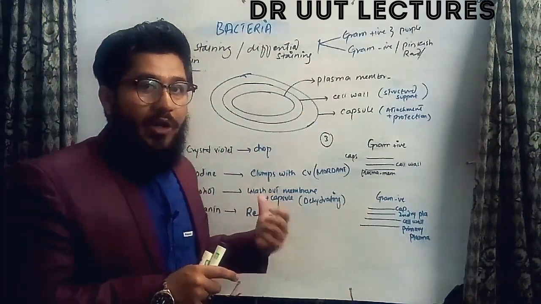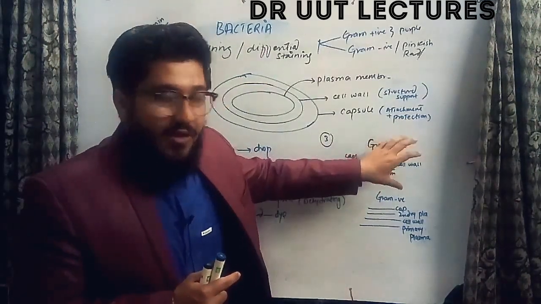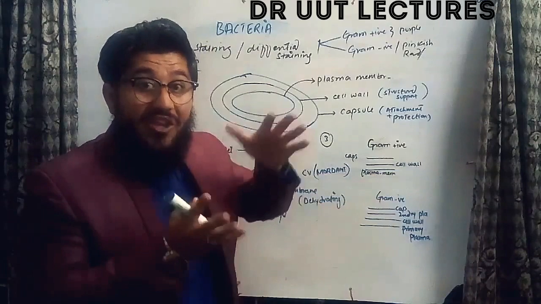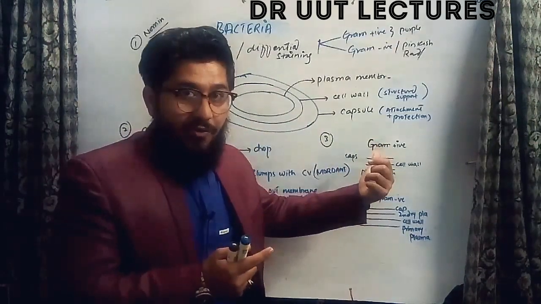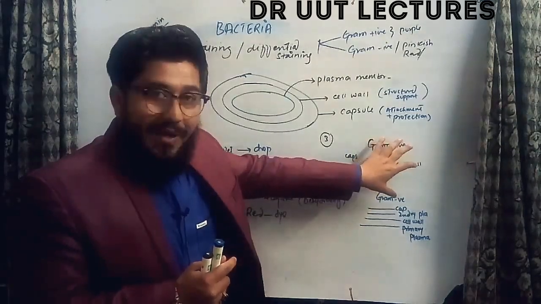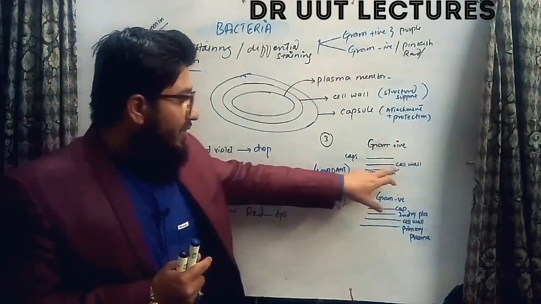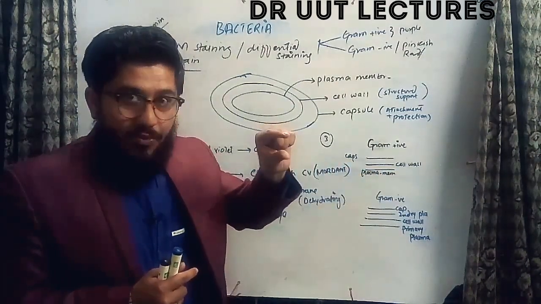So after applying the alcohol, it will wash out the membrane along with the capsule from the gram positive, and the cell wall, which is actually thick regarding gram positive point of view, this thick cell wall will shrink. So what will happen now to gram positive bacteria? When we apply the alcohol, we just have the cell wall shrink.